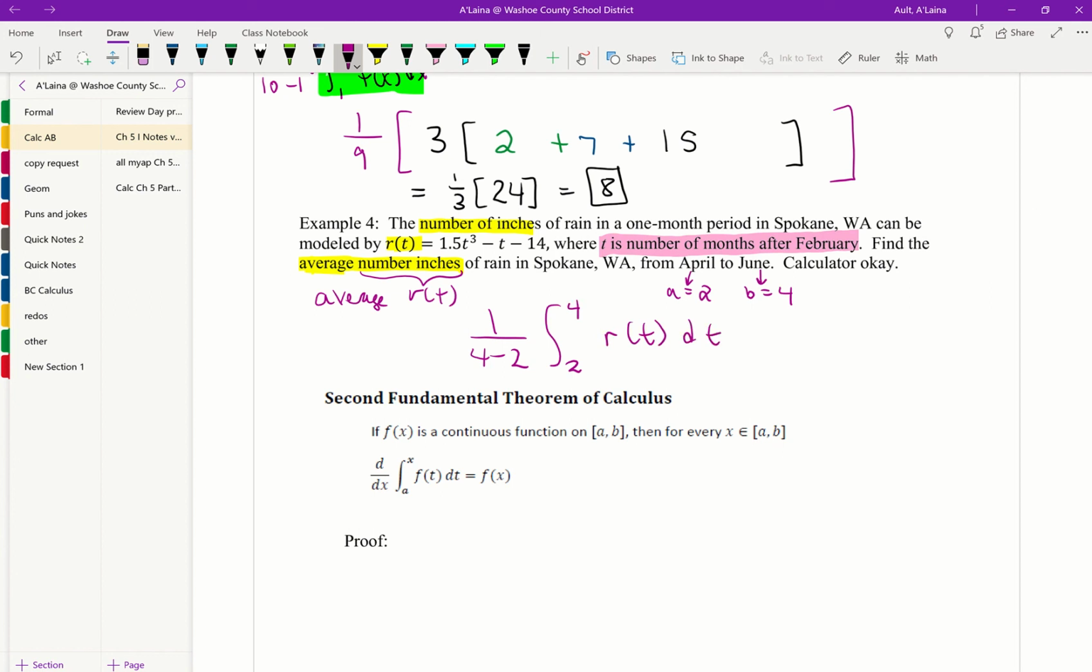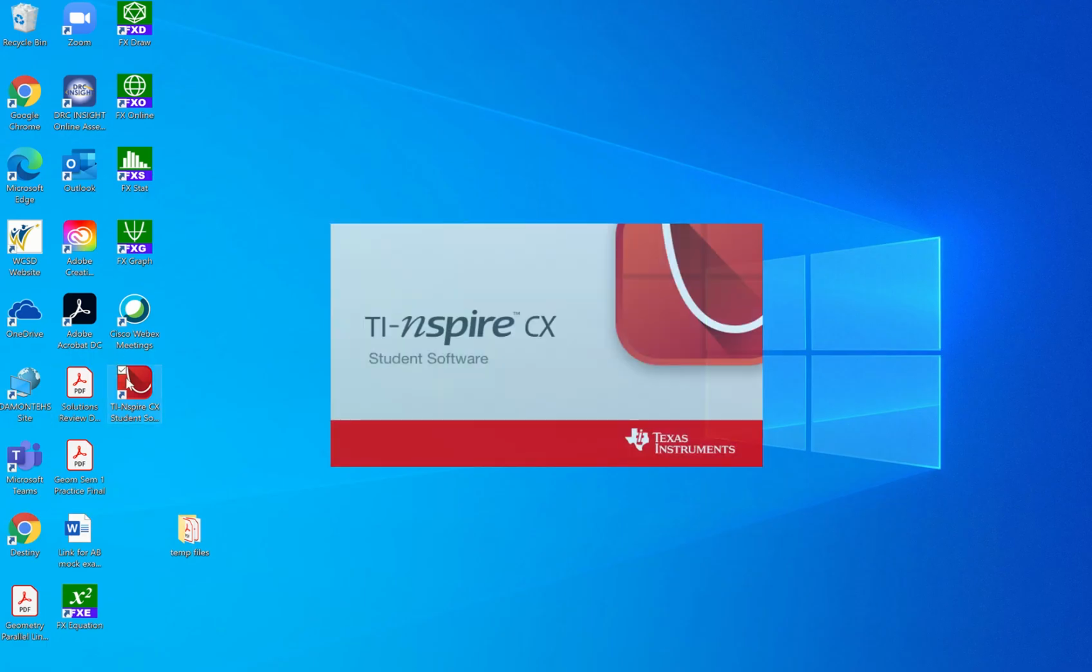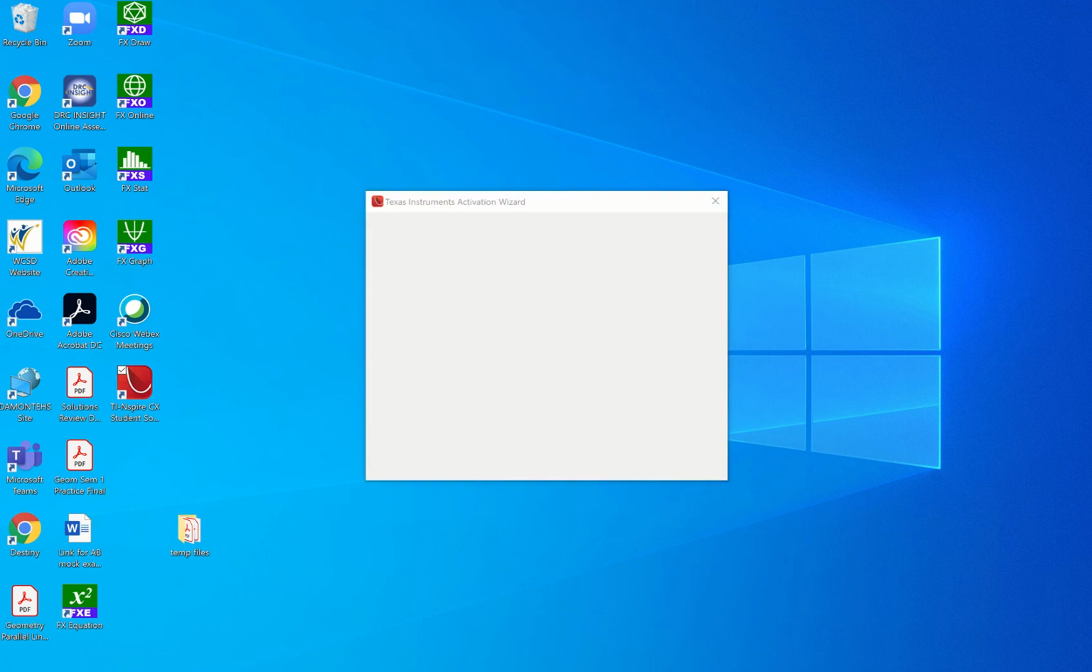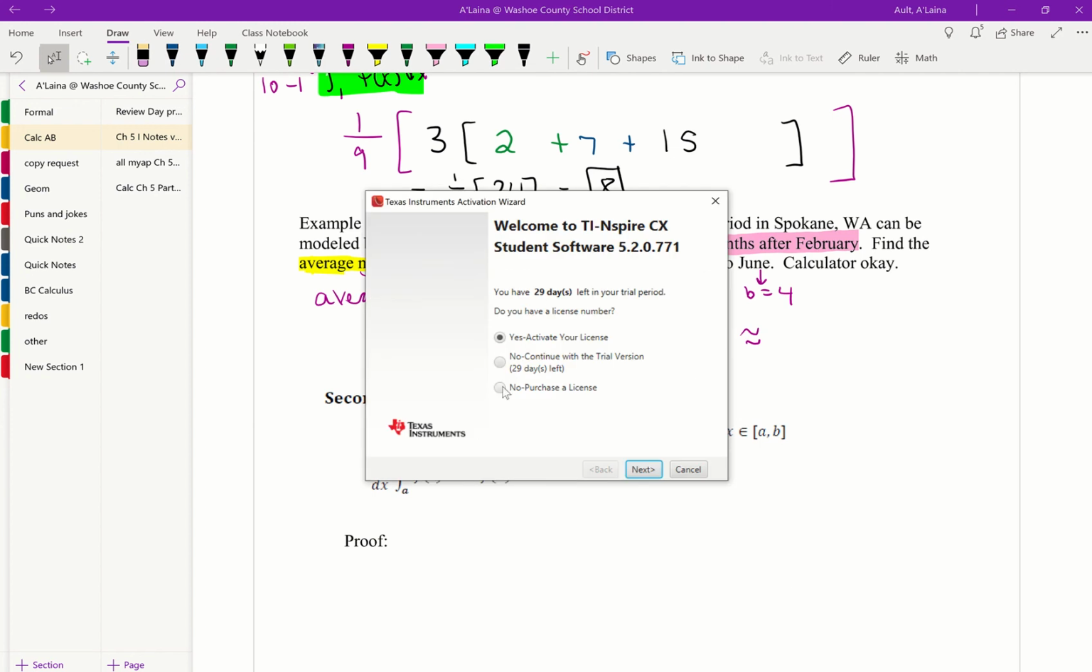This is actually the only work I need to show on my paper. The rest of this I can do with my calculator, which I, of course, forgot to turn on. So we might have to sit here for a moment while I wait for that to turn on. But again, you don't need to actually write out the expression for R. You can just write R of t dt for your work. The rest of this you're going to be doing on your calculator. Let's see if it's open yet. Free trial. Let's do the free trial.